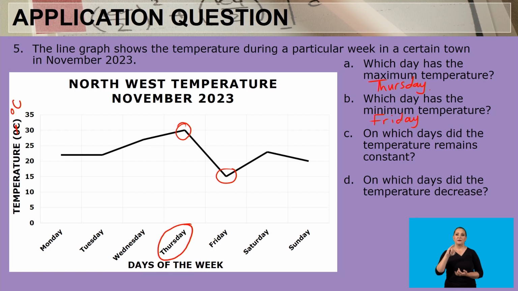Now, on which days did the temperature remain constant? Remember, constant means that even though we are increasing on our horizontal, our vertical remains the same. Do we have such here? Yes, we do. We can see that our temperature on Monday was exactly the same as our temperature on Tuesday. It did not increase or decrease. So we can see that the days where our temperature remained constant were Monday and Tuesday.